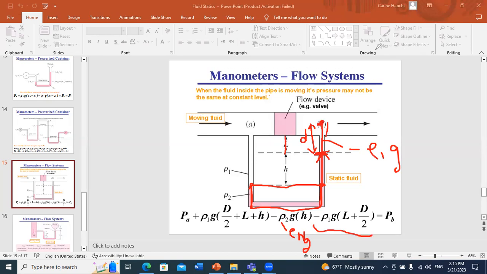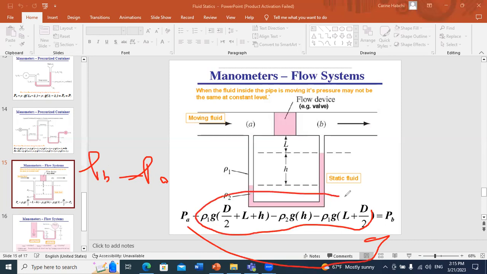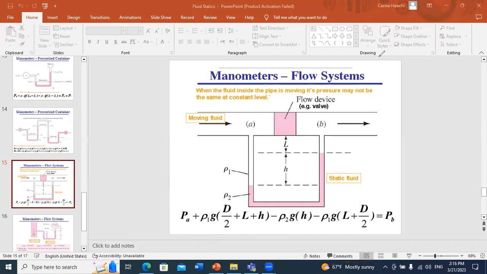In this way, we can find a relation between PA and PB. So what will be the pressure variation? PB minus PA. We have just to take PA to the other side, and it is equal to the summation of these terms. Okay. Question on this? Okay. Another example.